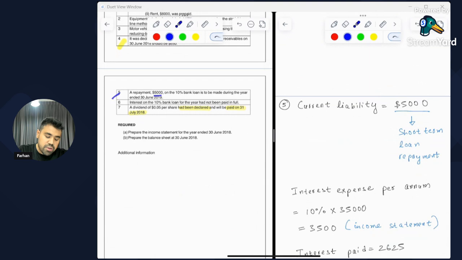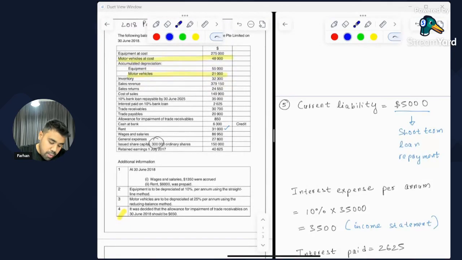A repayment of $5,000 on the 10% bank loan is to be made during the year ended 30 June 2019. All right, so we're preparing the income statement for the year ended 30 June 2018. And we know in the year ending 30 June 2019, we will repay $5,000 for the bank loan that we have taken. All right, now this bank loan is something you will see within the trial balance. 10% bank loan repayable June 2025, and that amount was $35,000. We expect to repay $5,000 out of this $35,000 in the next financial year ending 30 June 2019.